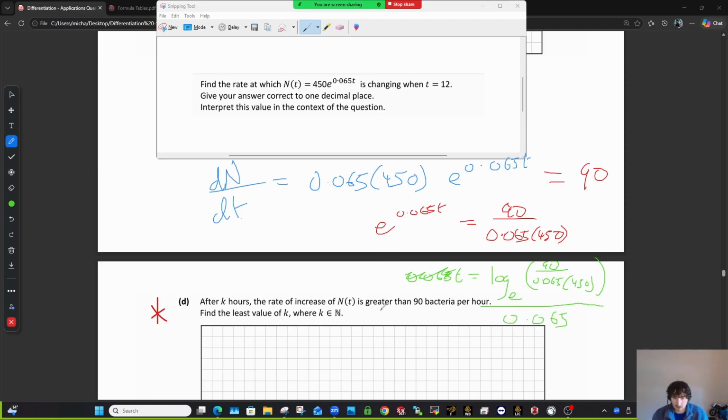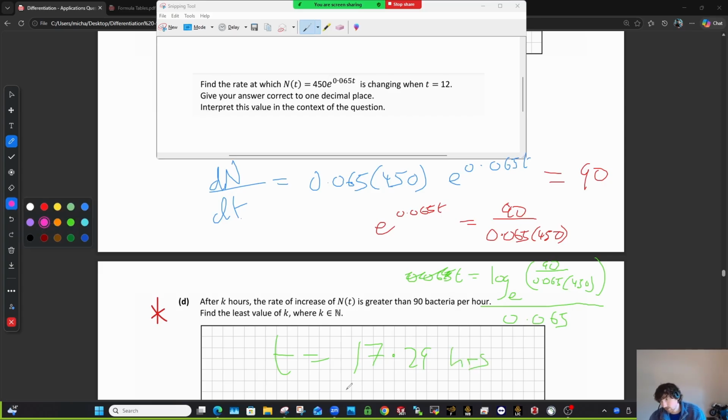So I type that into my calculator. T equals, or they call it k, but I'll call it t for the minute. So t equals ln of 90 over 0.065 multiplied by 450, all over 0.065. Okay, so that allegedly happens at 17.29 hours, right? Now, in these questions, you've got to be very careful.